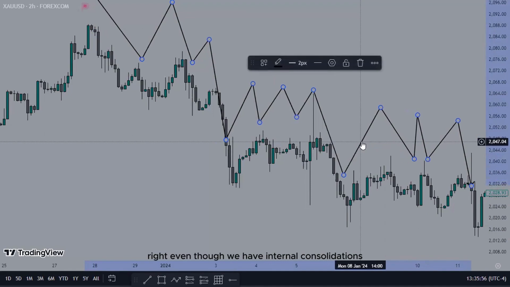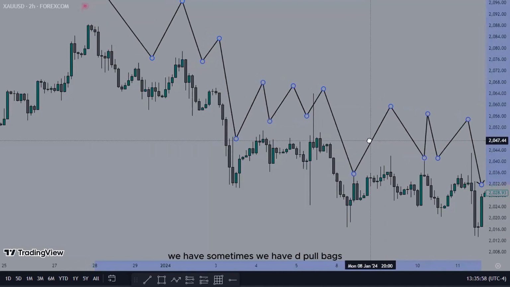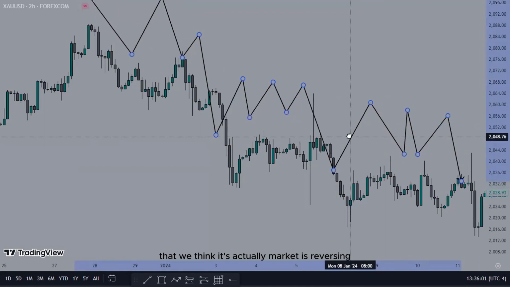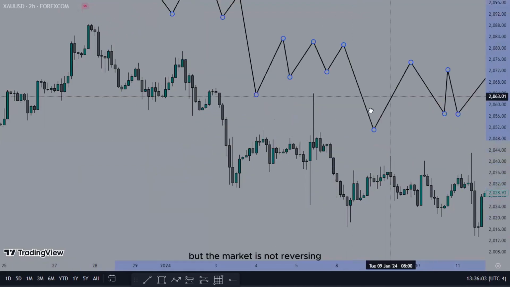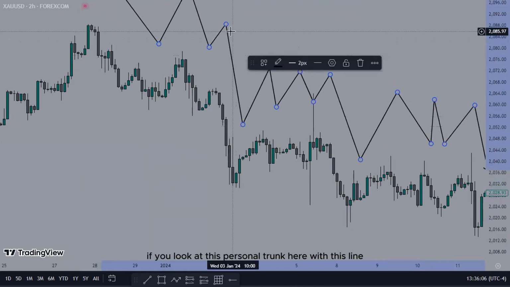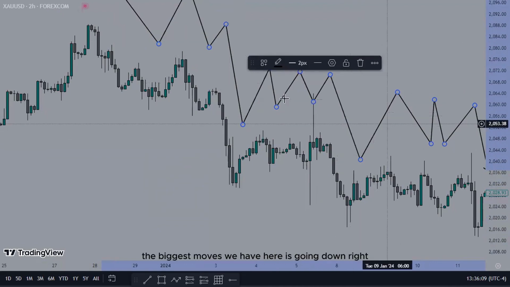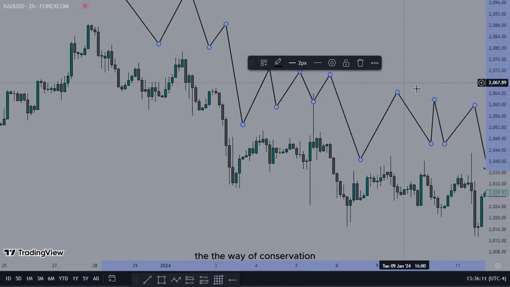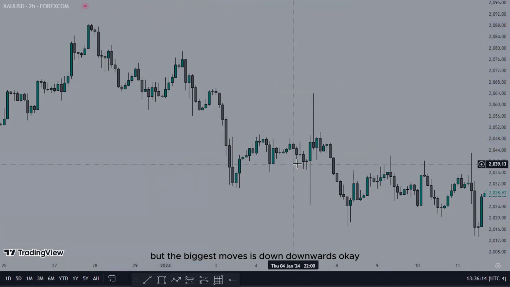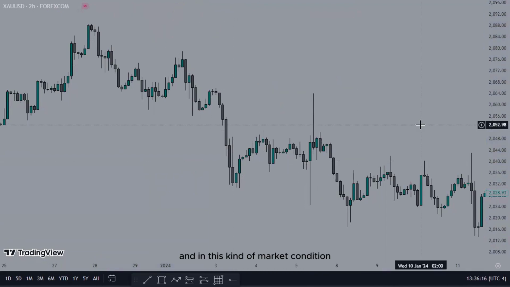Even though we have internal consolidations, sometimes we have deep pullbacks that we think it's actually the market is reversing, but the market is not reversing. If you look at this pattern that I've drawn here with this line, you can see that the biggest moves we have here is going down, right? We have consolidation, but the biggest moves is downwards. Okay, so this is a downtrend, and in this kind of market condition, we want to be selling. You don't want to buy in this condition. You want to sell. Why? Because the majority of the volume is driving towards the downside.